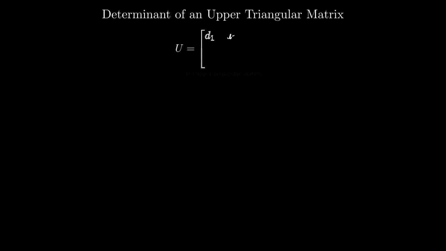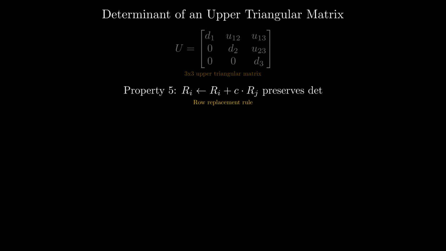Take a 3 by 3 upper triangular matrix. An upper triangular matrix has all zeros below the main diagonal. Ours has diagonal entries D1, D2, D3, and arbitrary entries above the diagonal. Now here is the key argument.